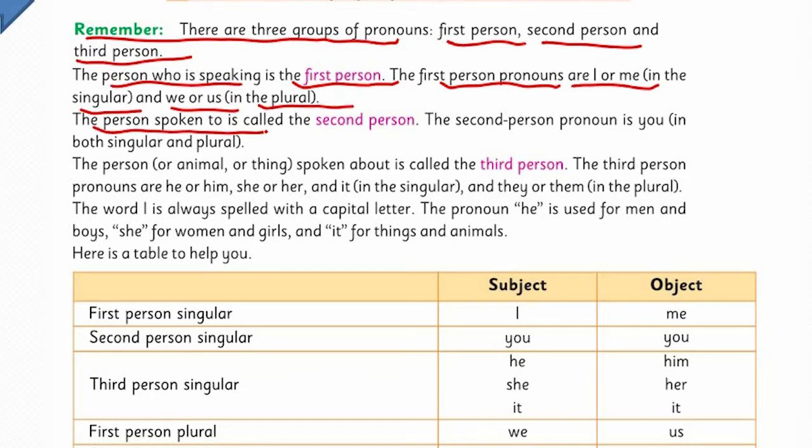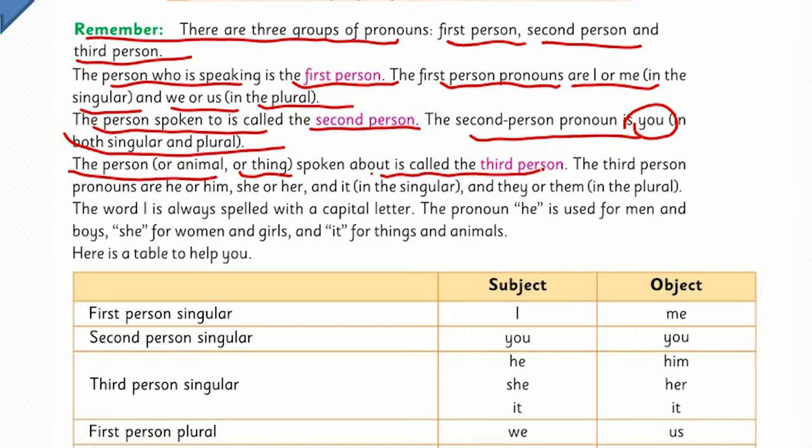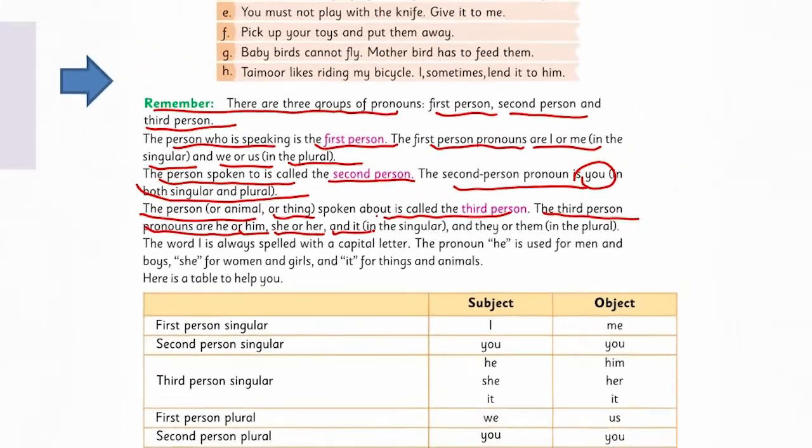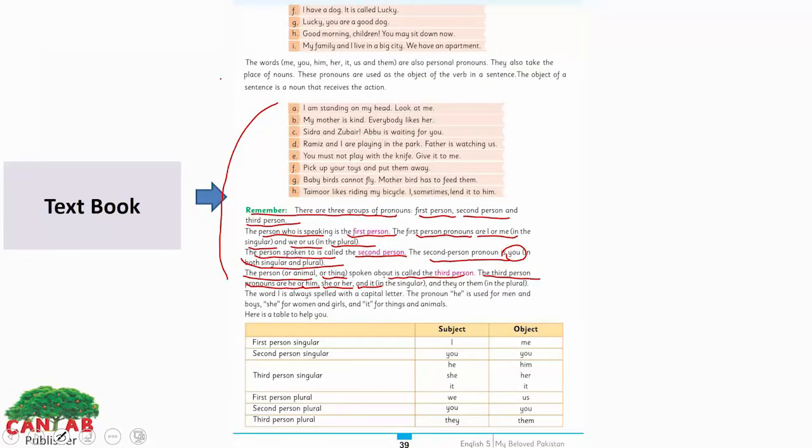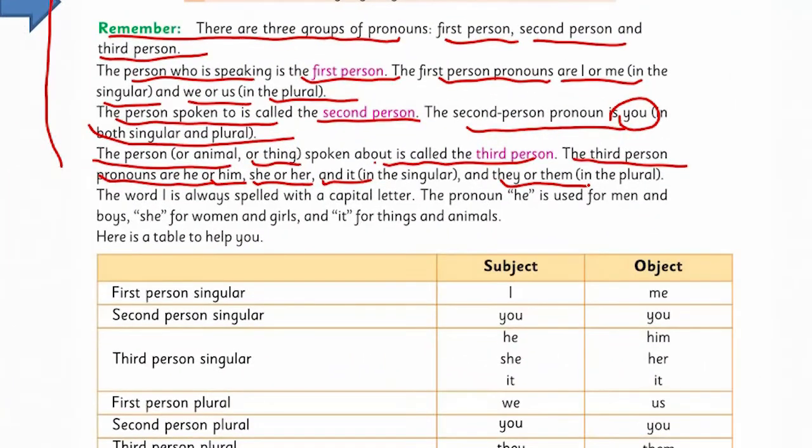The person spoken to is called the second person. The second person pronoun is you, in both singular and plural. The person or animal or thing spoken about is called the third person. The third person pronouns are he or him, she or her, and it in the singular. We have seen all these examples here and here. And they or them in the plural.